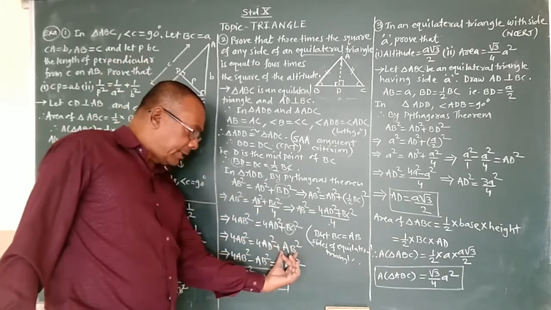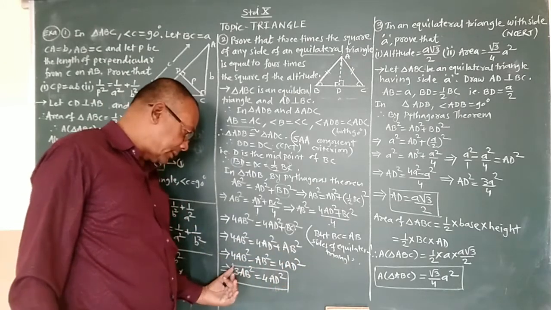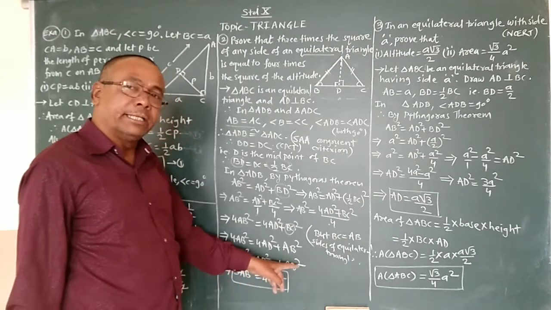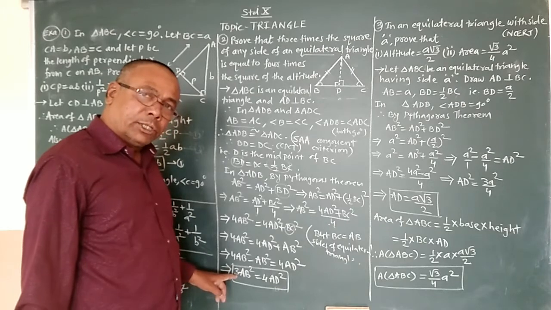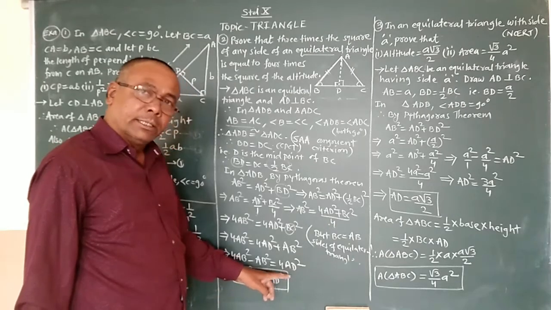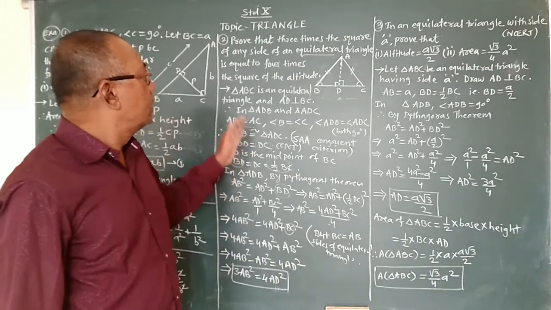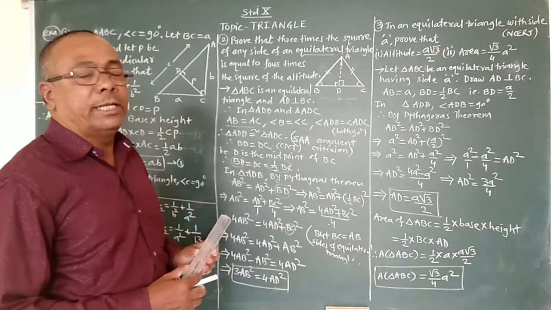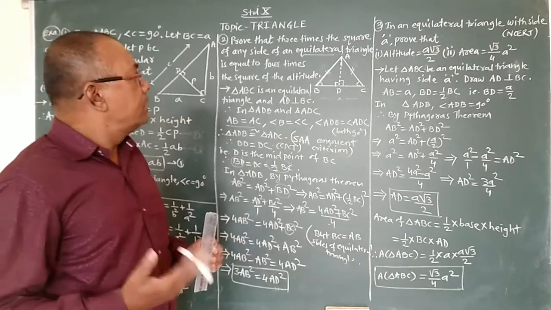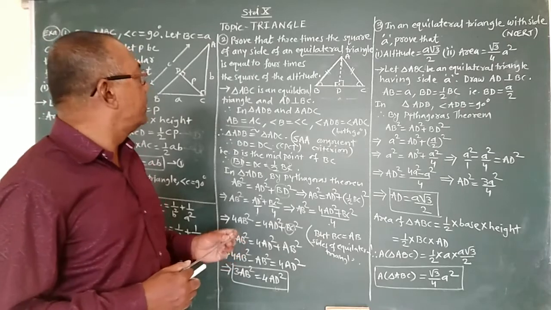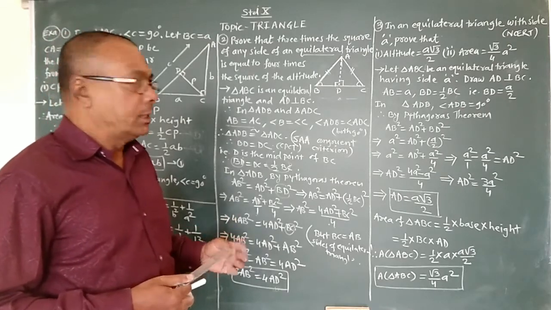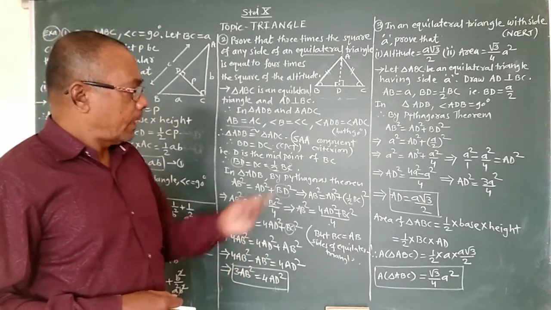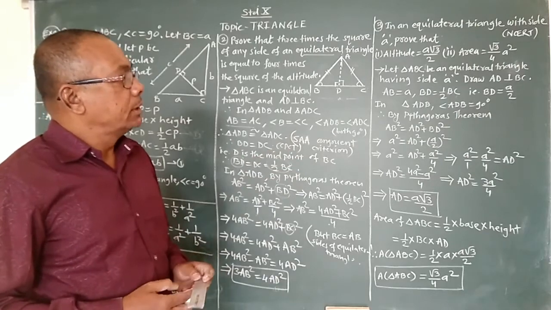Now if we take AB square to left hand side, it will subtract. So 4AB square minus AB square is equal to 4AD square, and subtraction will be 3AB square is equal to 4AD square. In this way we have proved that 3 times the square of any side of an equilateral triangle is equal to 4 times the square of the altitude. So that is our answer. And now we will see one more question.